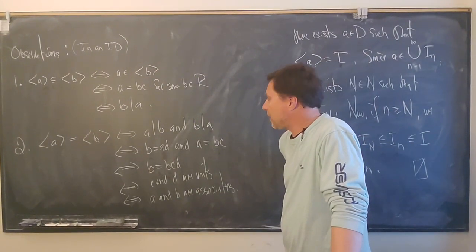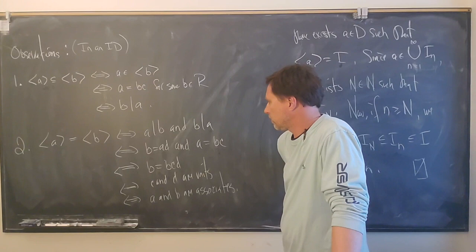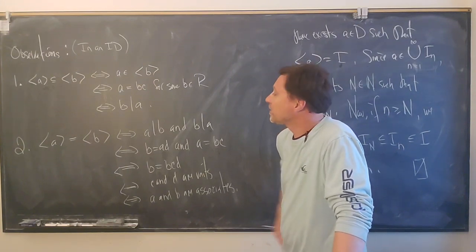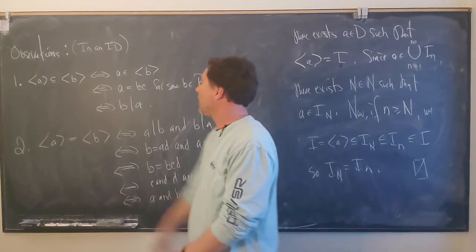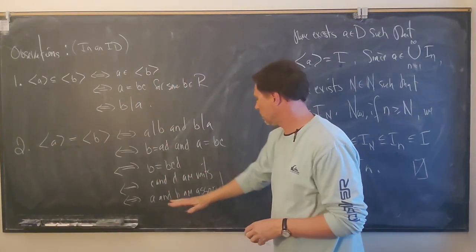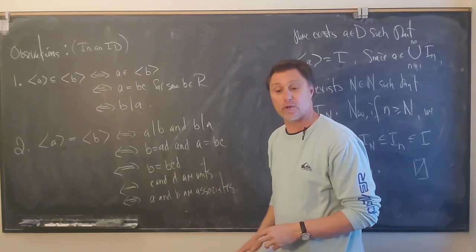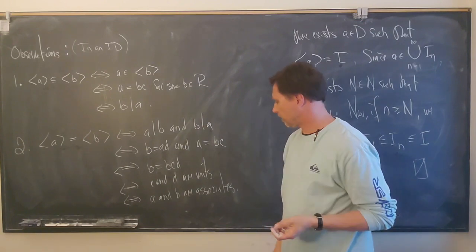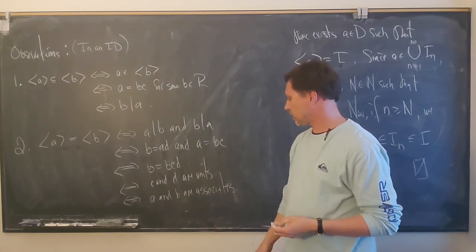Okay, so what does that tell us? What can we get from this? All right, so equality of these ideals is equivalent to A and B being associates. Meaning you're only going to get equal ideals in an integral domain if and only if we have associates.